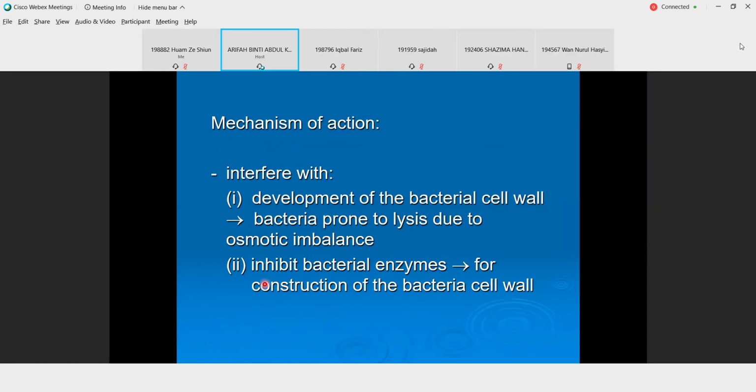And also the second mechanism is it inhibits bacterial enzymes for construction of the bacterial cell wall. This is especially for drugs within the same group, such as amoxicillin, potentiated amoxicillin, where it has a combination with clavulanic acid. The clavulanic acid is responsible for the inhibition of the bacterial enzymes.